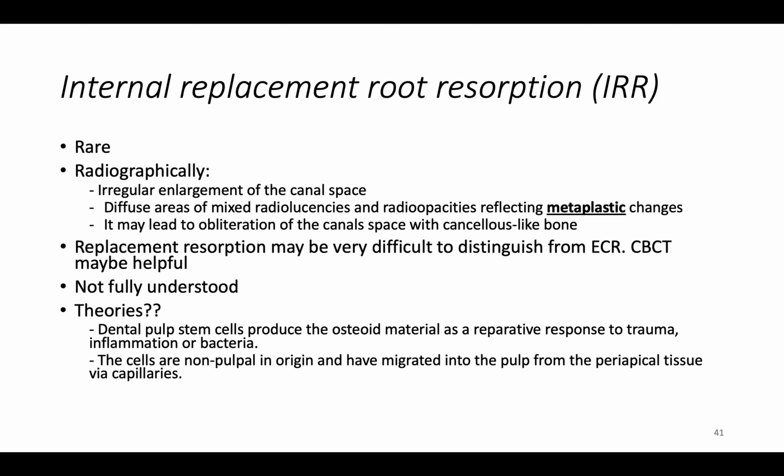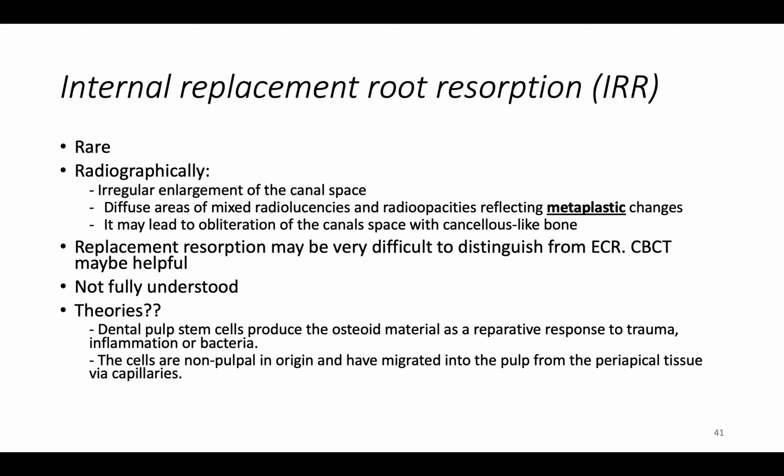Some suggested that, so if you ask yourself, where do the bone cells come from? How do they invade or get access to the pulp space? Some suggested that the dental pulp stem cells can produce osteoid material as a reparative response to trauma or inflammation or bacteria. So the origin of these cells is from the dental pulp itself.